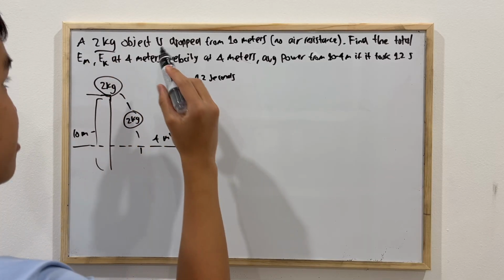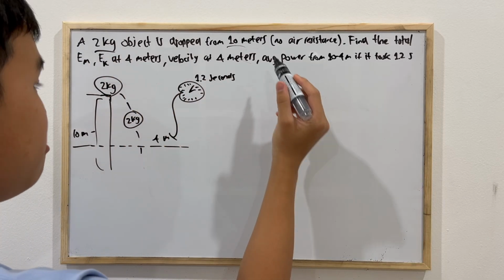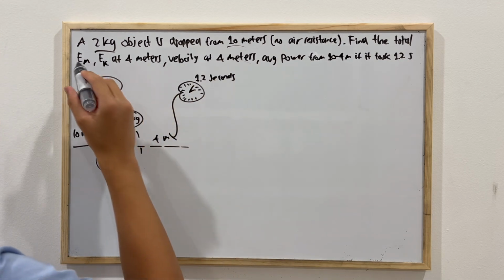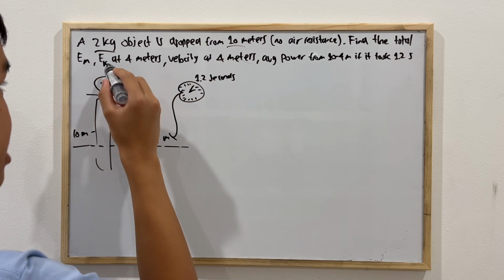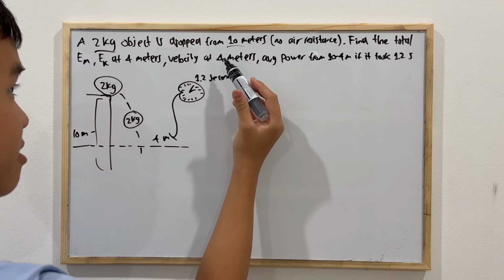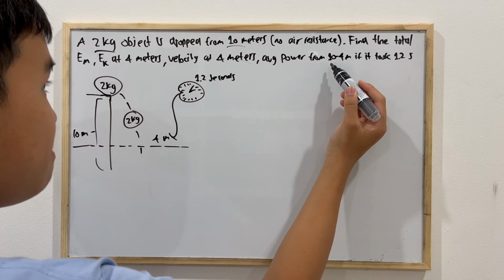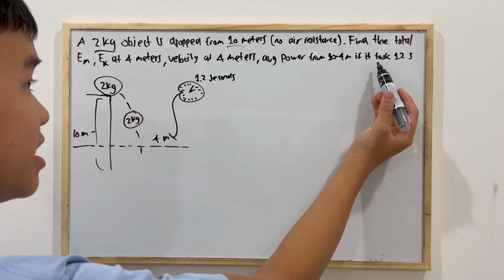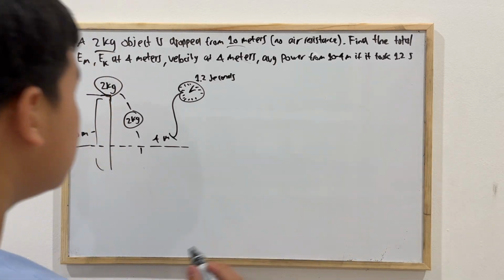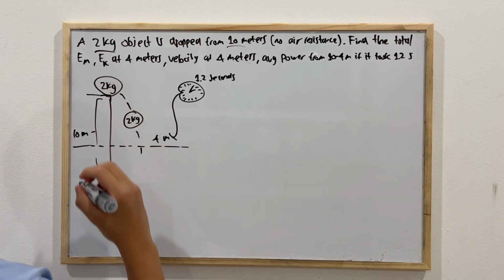Alright, our last problem here, and probably the hardest. A 2 kilogram object is dropped from 10 meters of height where there's no air resistance. Find the total mechanical energy, the kinetic energy at 4 meters, the velocity at 4 meters, and the average power from the 10 meter to 4 meter mark if the time it took was 1.2 seconds. So first, let's find the total mechanical energy.